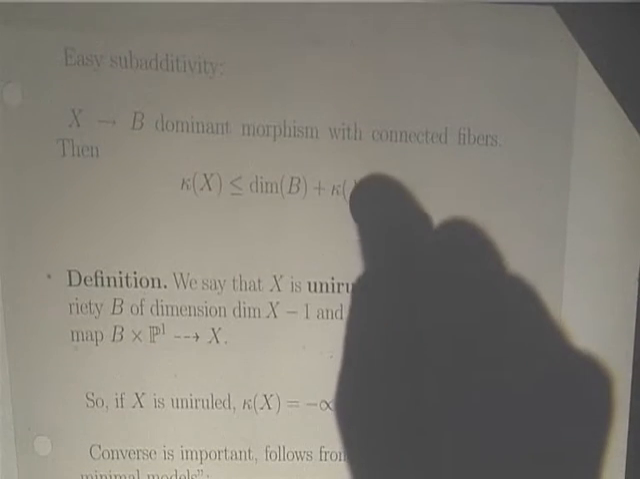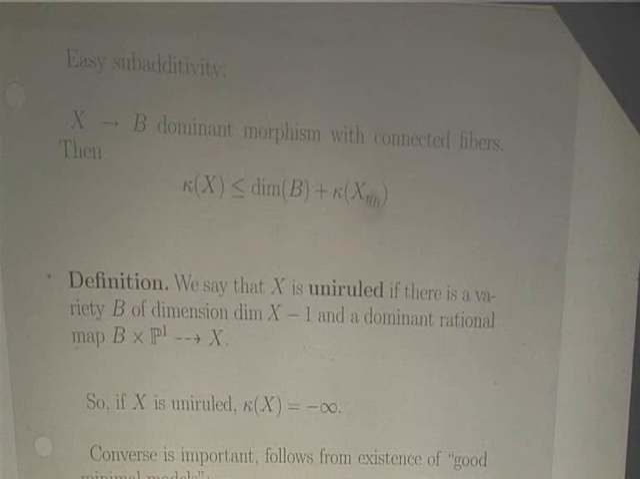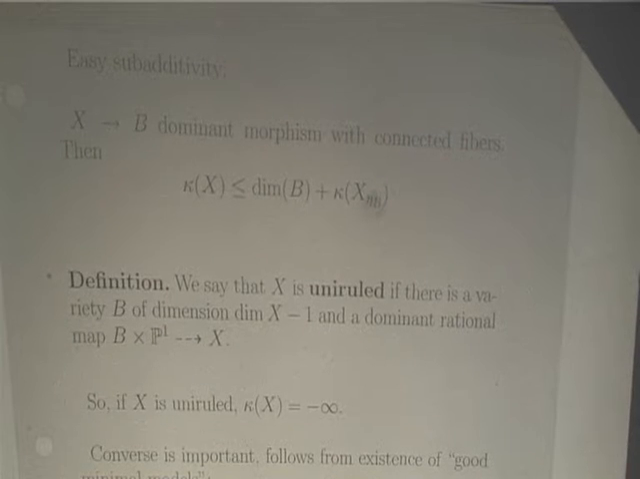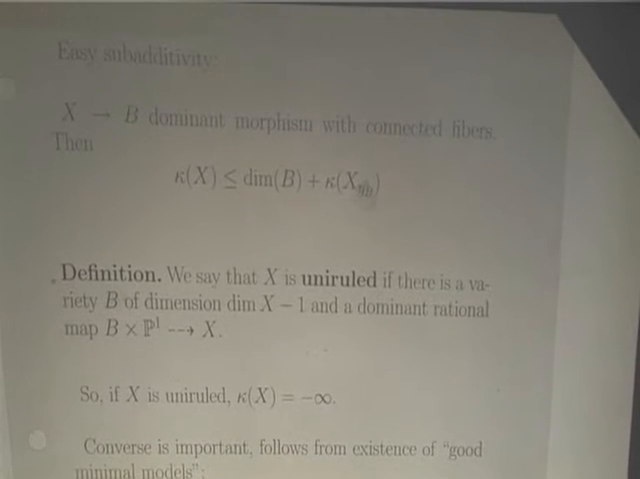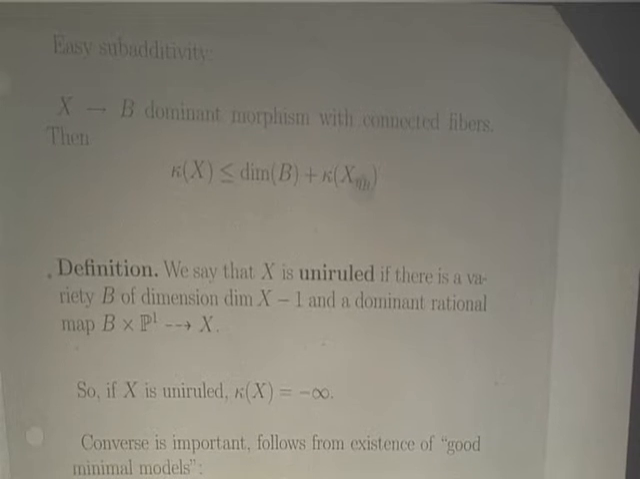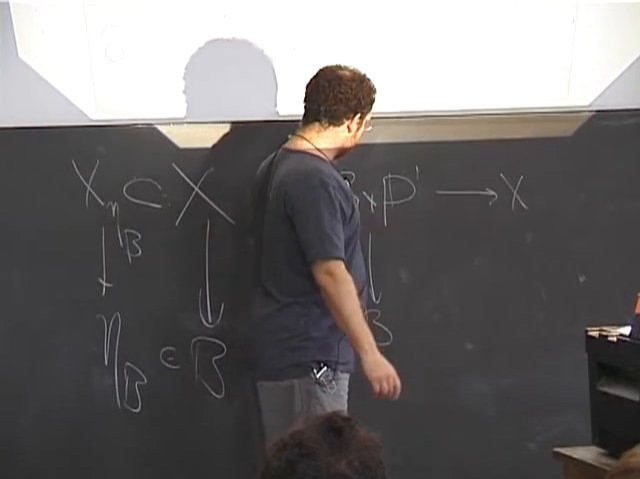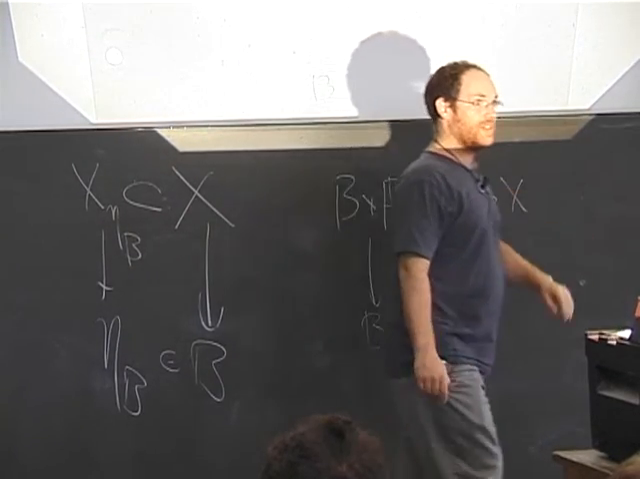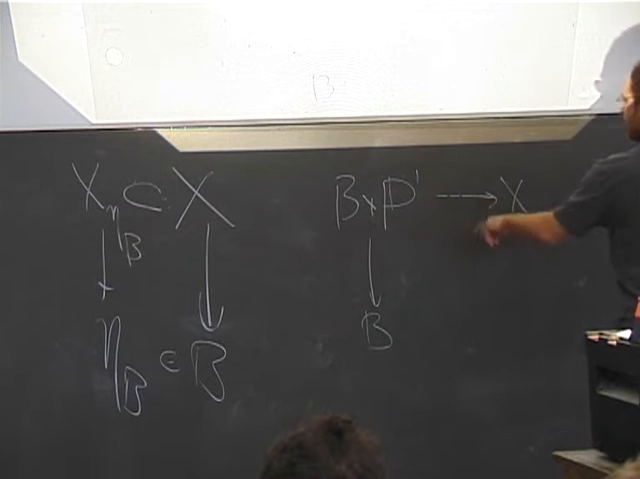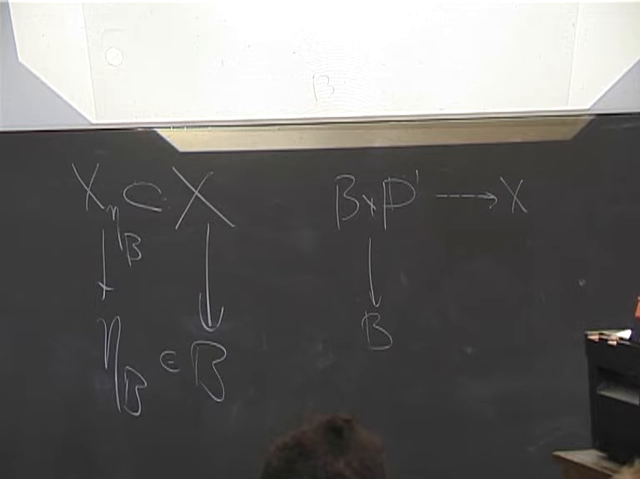A particularly important case is when the fiber is P1 or something like P1. So here's a definition. We say that a variety is uniruled if there is a variety B of dimension 1 less and a dominant rational map B cross P1 to X. So this is not exactly a fibration on X, but at least we have something which is fibered by P1s and a dominant rational map. Well, this might be just a rational map, but everything is birationally equivalent. So that's a uniruled variety.